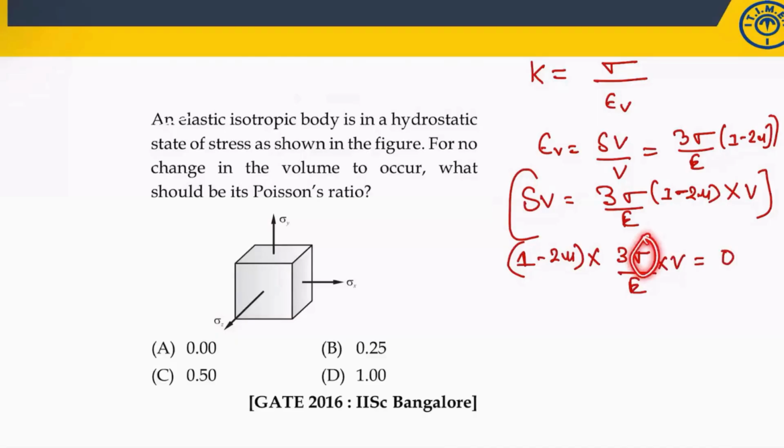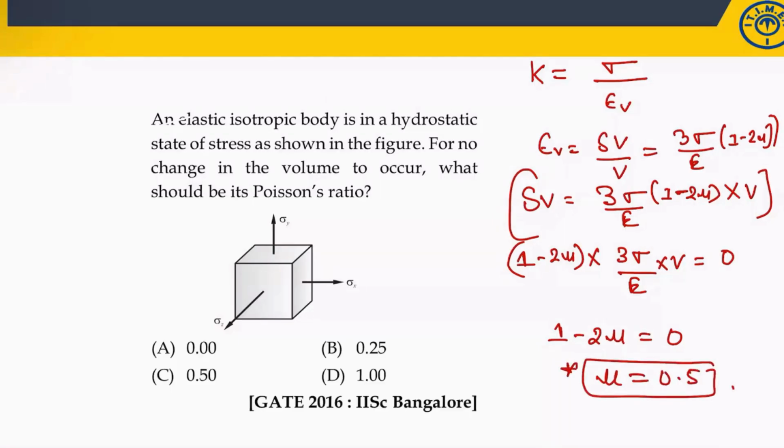Okay, so the stress sigma is given, and the volume is also some certain volume. E is a constant. These all are constant only. So this should be equal to 0. 1 minus 2 mu is equal to 0. So mu is equal to 0.5.